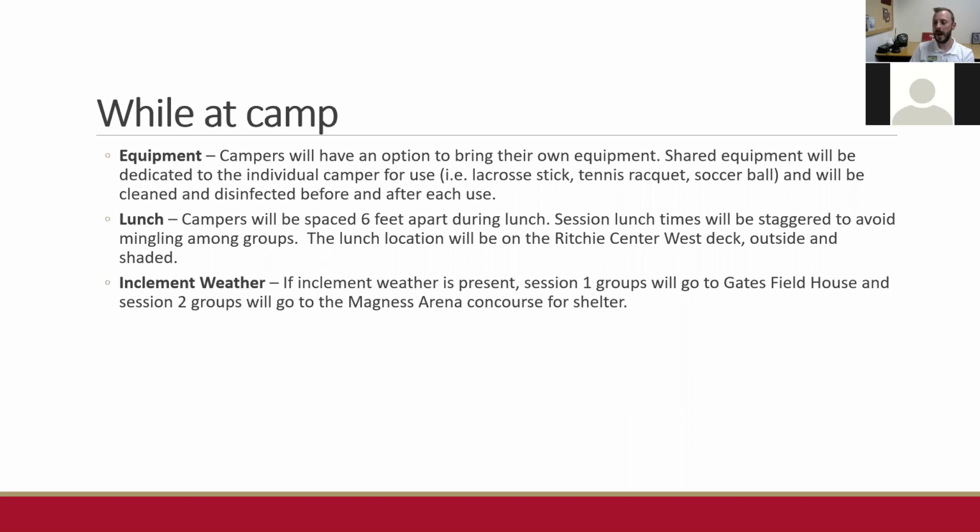Our lunch, we will have each camper spaced out 6 feet across from each other, and then we stagger those to avoid any mingling among any other groups whatsoever. They'll eat lunch at the Ritchie Center West Deck, which is outdoors and shaded. It's really nice. It's right under the Gold Tower at the Ritchie Center, and it's been a really awesome opportunity to have it there because it's nice and shaded and cool, and I think the campers have really enjoyed it as well. If we have any inclement weather, the Session 1 groups will go to Gates Field House for safety, and then the Session 2 groups will go to Magnus Arena Concourse for any safety if we do run into some severe storms.